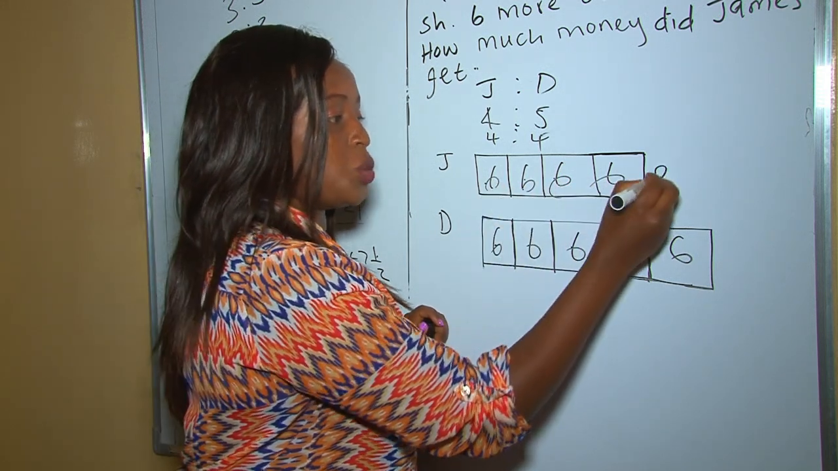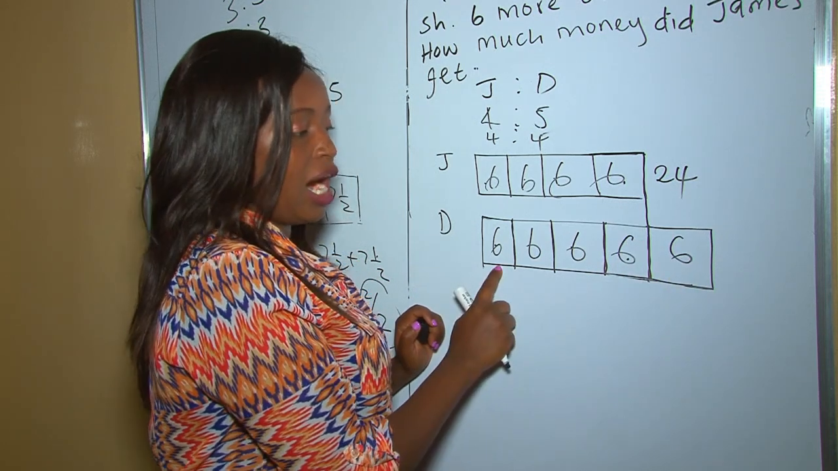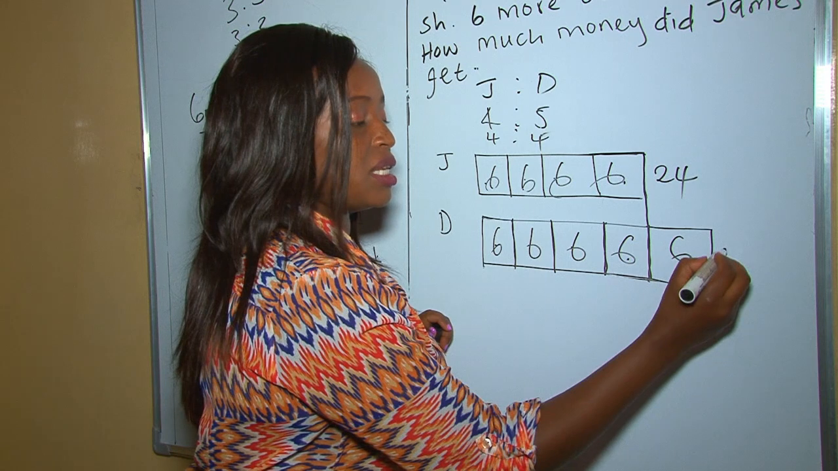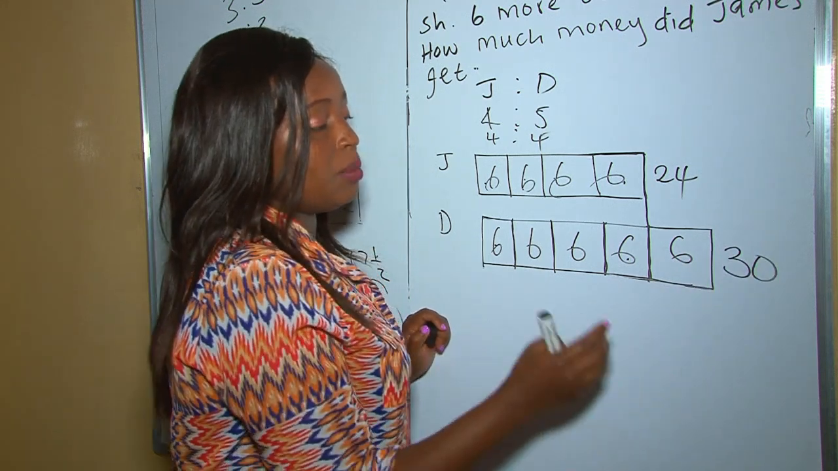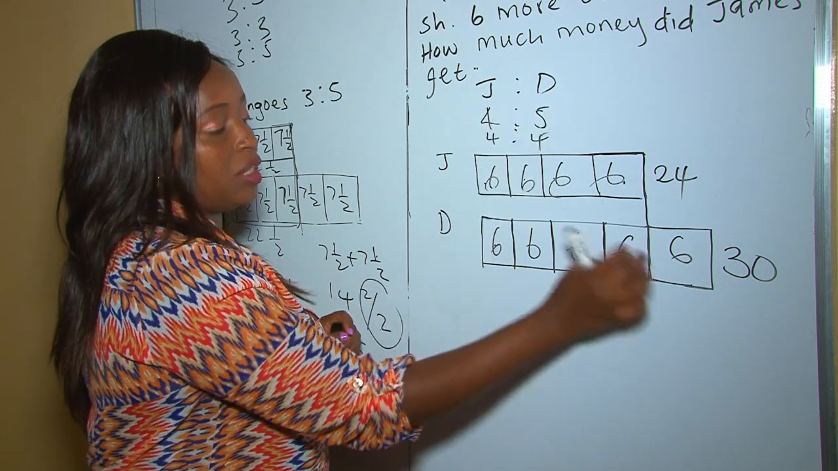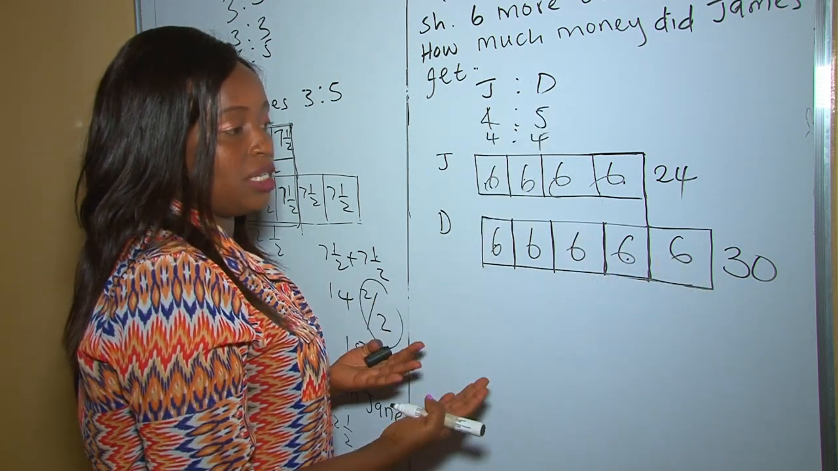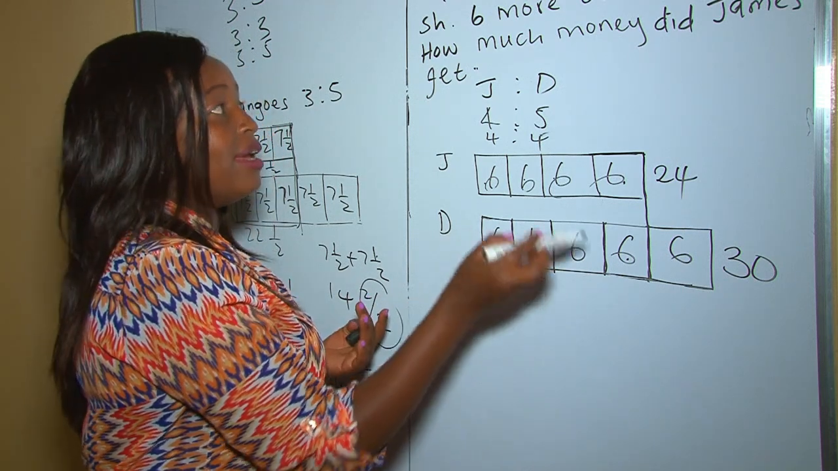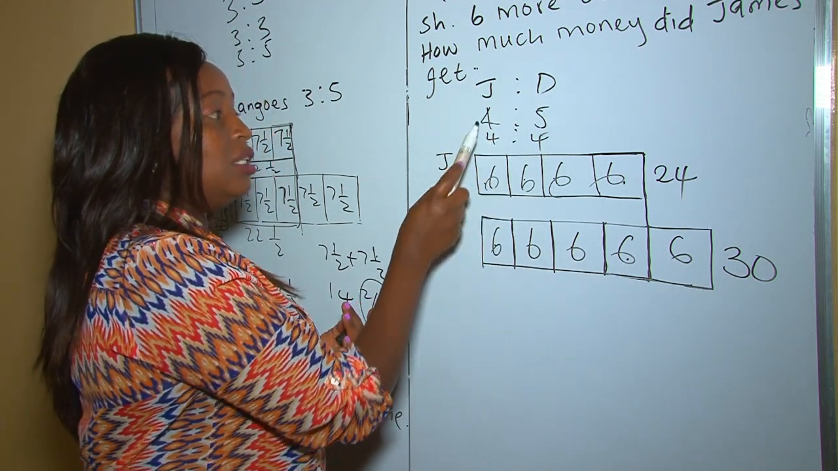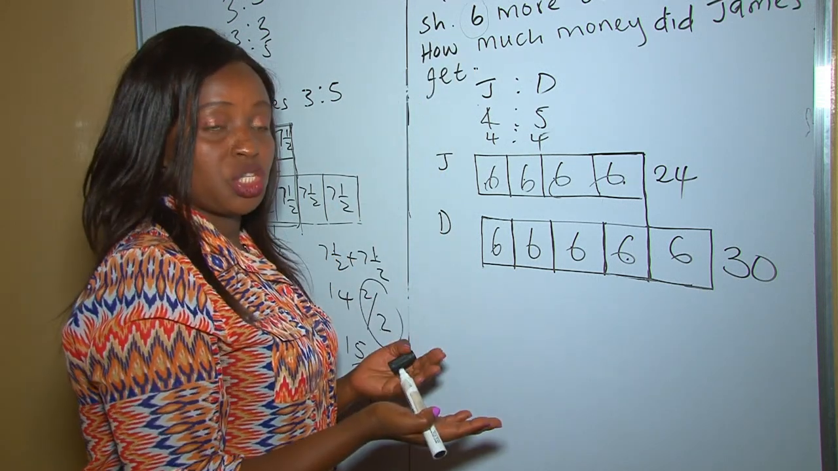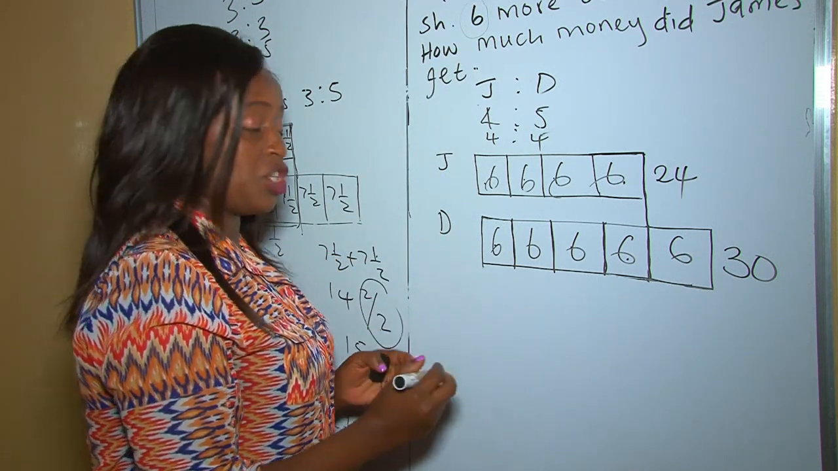6 times 4 is 24. And here, how many 6? 1, 2, 3, 4, 5. So in total, how many are there? 30. Meaning that James got 24 and David got 30. Practically, you can say 30 take away 24 is 6. And that's why David got more than James by 6. The same question, we can use the concept of ratio difference.